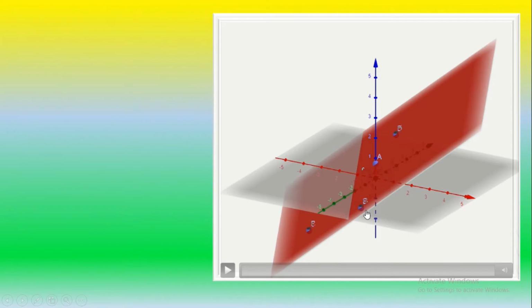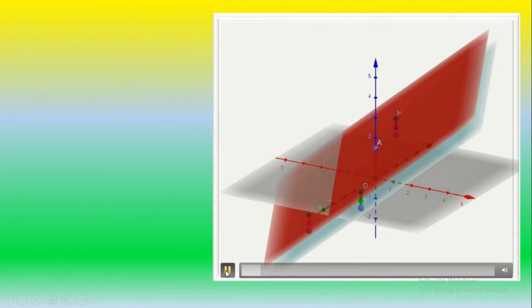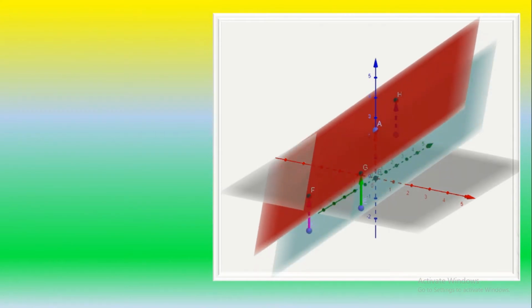We have the points A, B, C, and D. This plane, as you see, is translated. It undergoes a translation. If you note something, all the points of the plane are translated by the same vector. Here, the main vector of this translation is the vector BA.